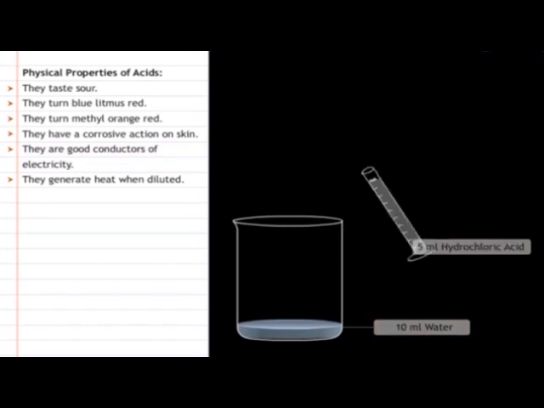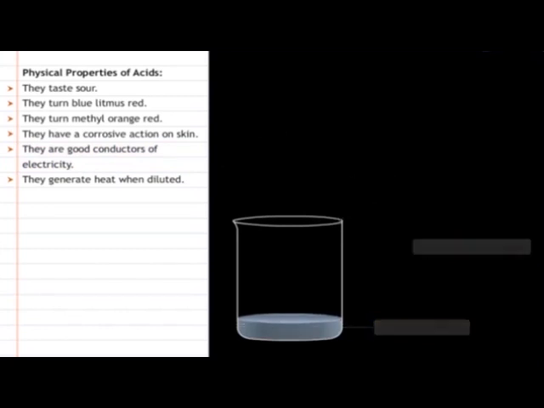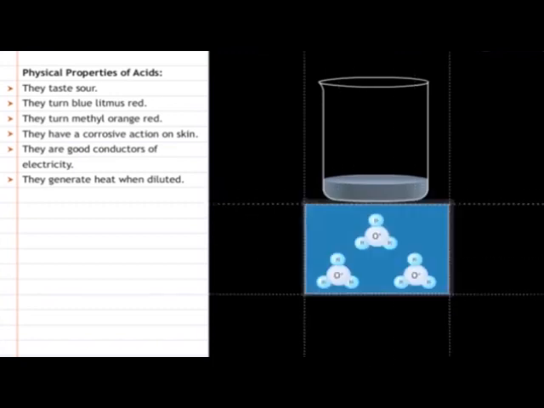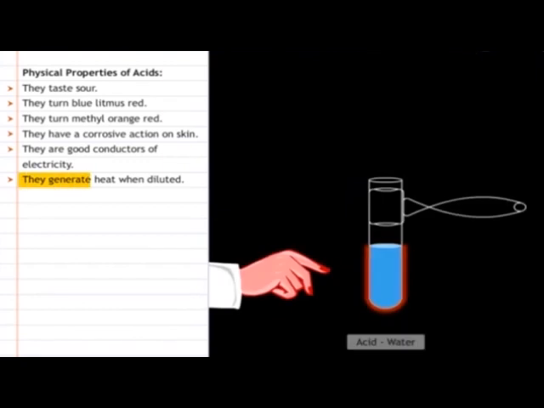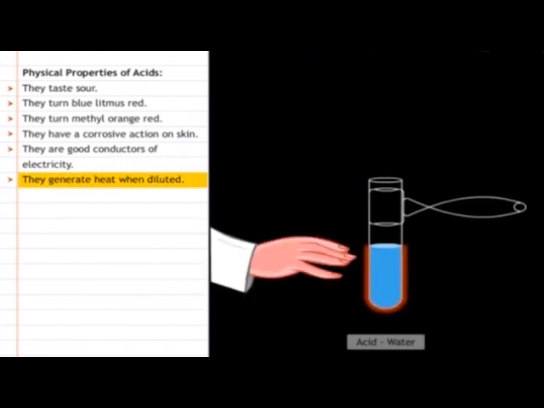Mixing an acid with water reduces the concentration of hydronium ions of the acid per unit volume. This is called dilution of acid. Acids generate heat when they are diluted. This is because the action of acids with water is exothermic.